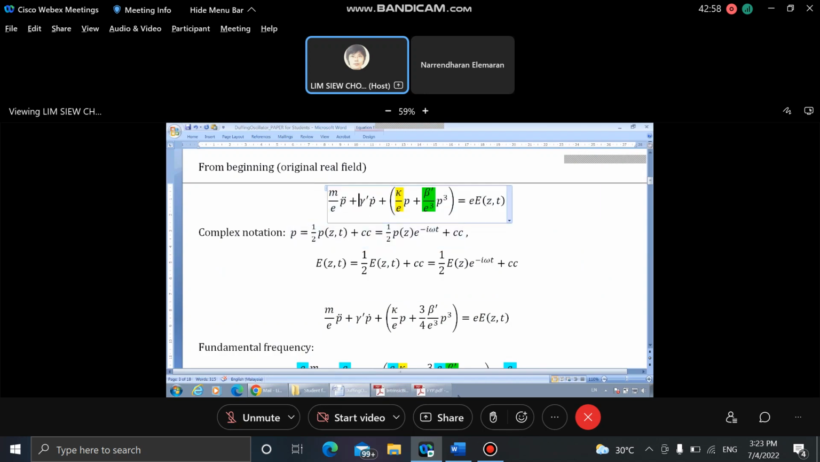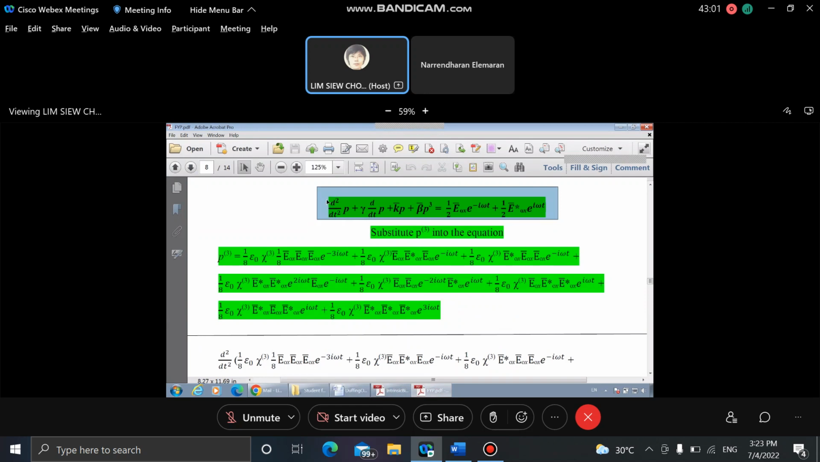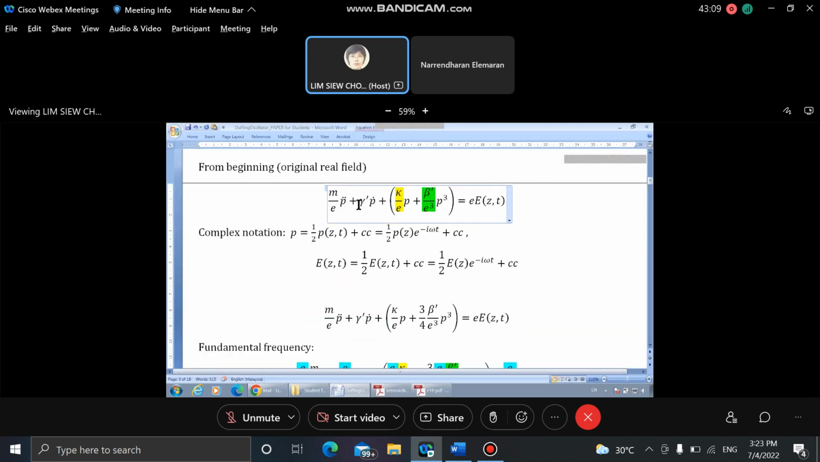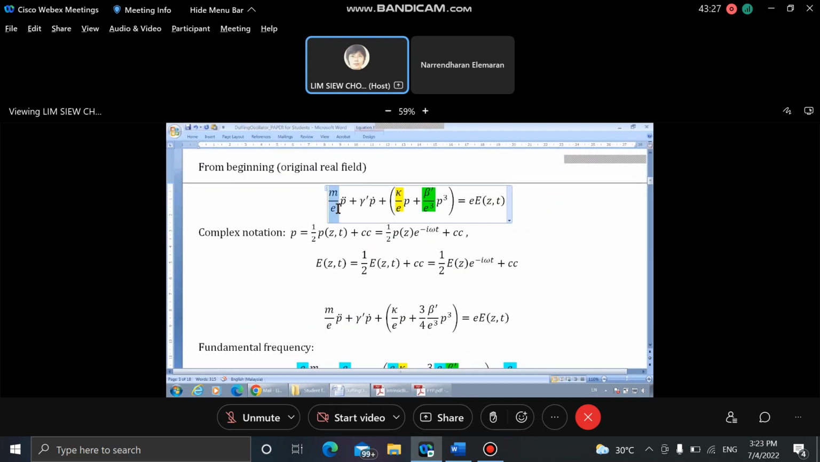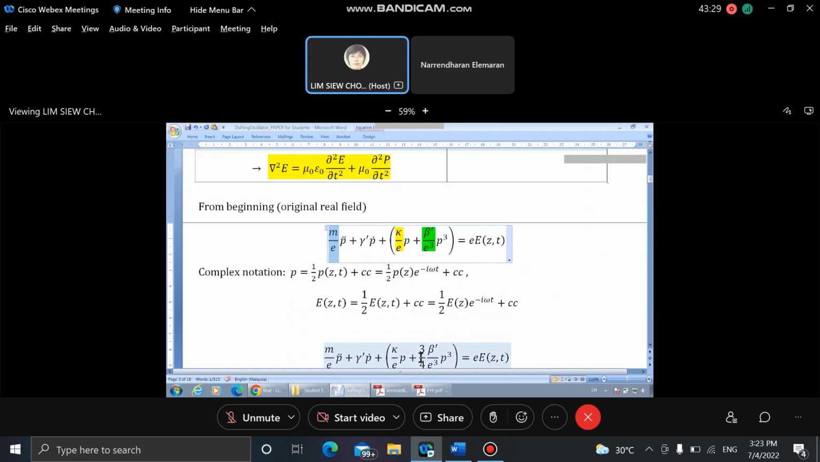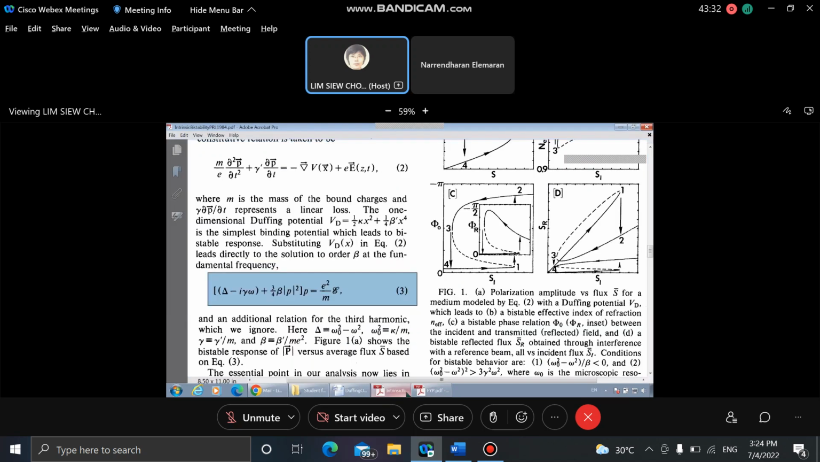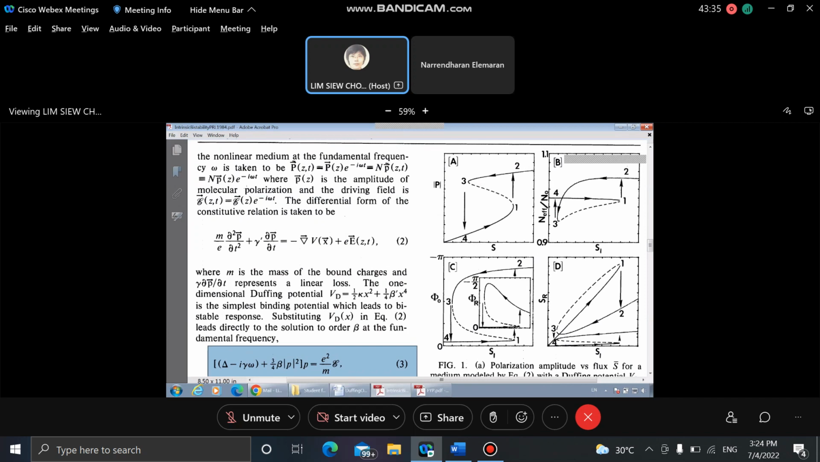Okay, so you have this Duffing equation, this green one. When you work it out, you have these results. So this is your P double dot. This is your gamma P dot. You have this constant because of the Duffing equation. The Duffing equation is in terms of x, and you want to write it in terms of p. So that's why you have all these constants m over e. But I did not copy paste them here. So it is in equation 2. Can you follow what I say?